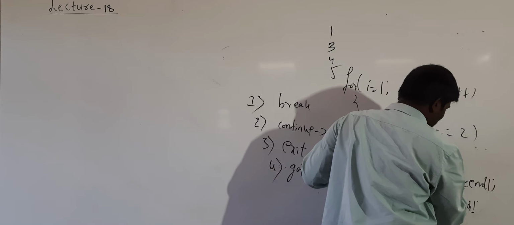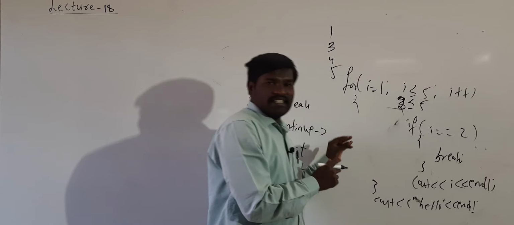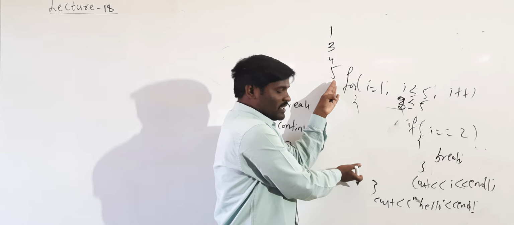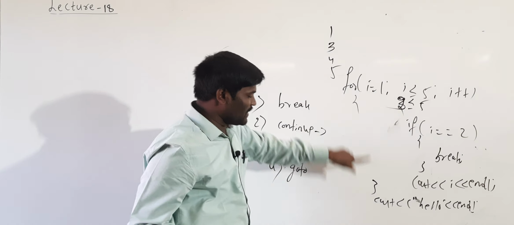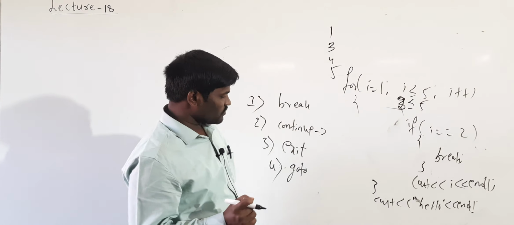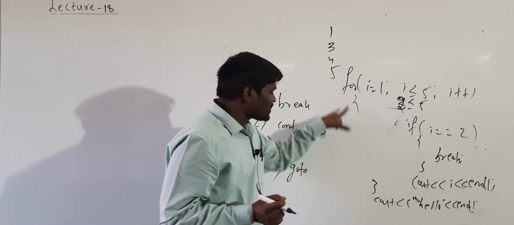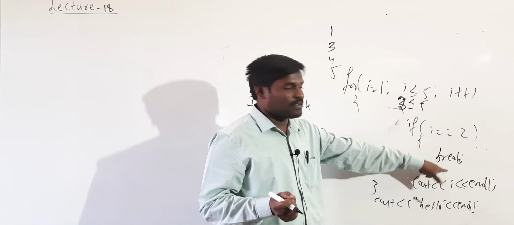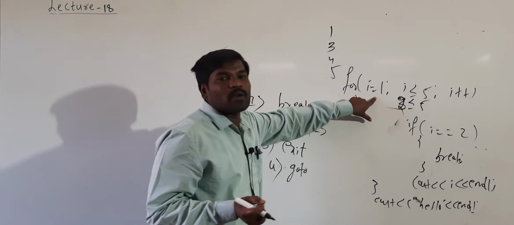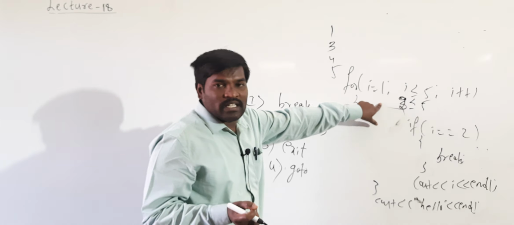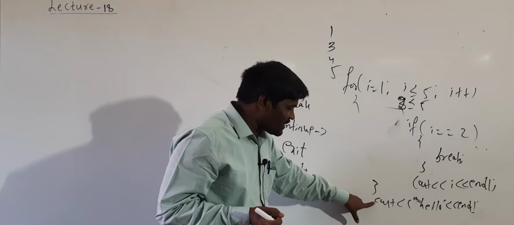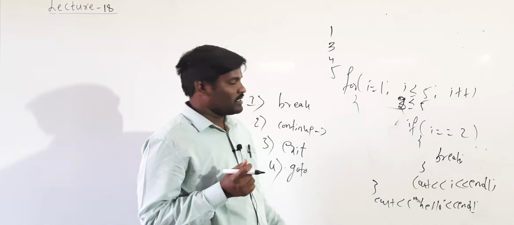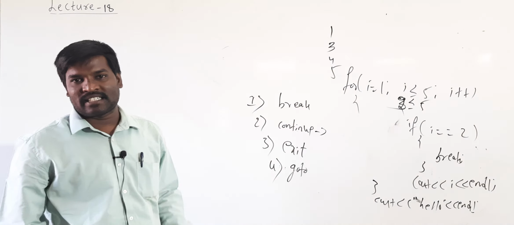Suppose it is break, then only the loop will stop. It will stop the execution of the loop and the remaining statements will execute as they are. See here, this cout is outside the loop. Outside the loop means when the break is executed, the control will come out of this for loop and this statement will execute. The answer is 1, hello. Okay, that is break, continue and exit.